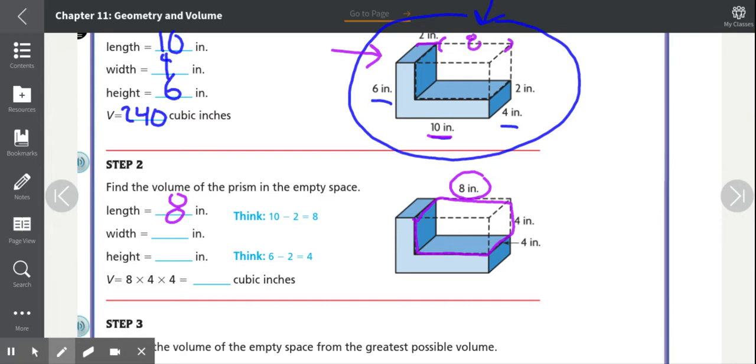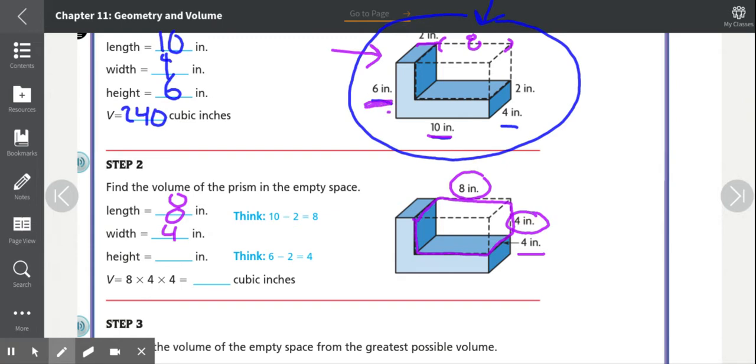Okay, that's your length. Next, you would have to find your width. Your width is right here. We already knew this information. This is 4 inches. And you would need to find your height. This is your height right here. Once again, this is something that you would have needed to figure out on your own because they don't automatically give it to you. You would have to look at your original.